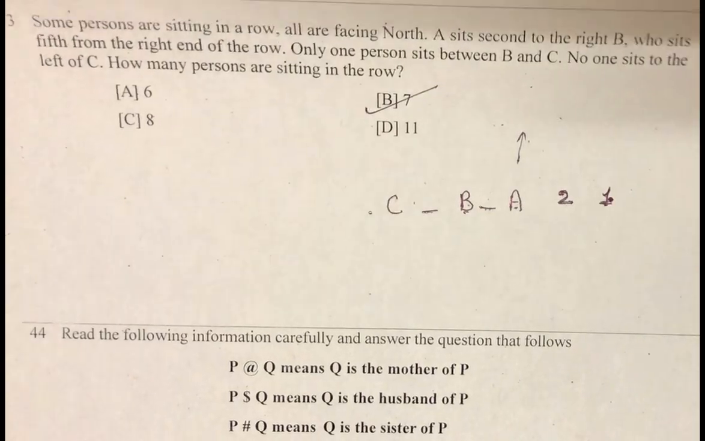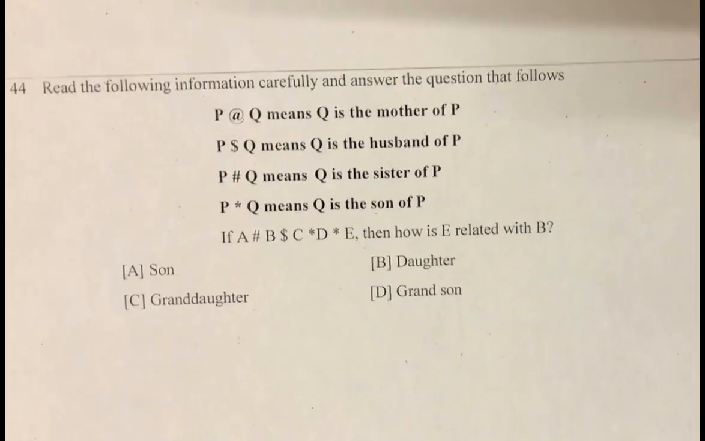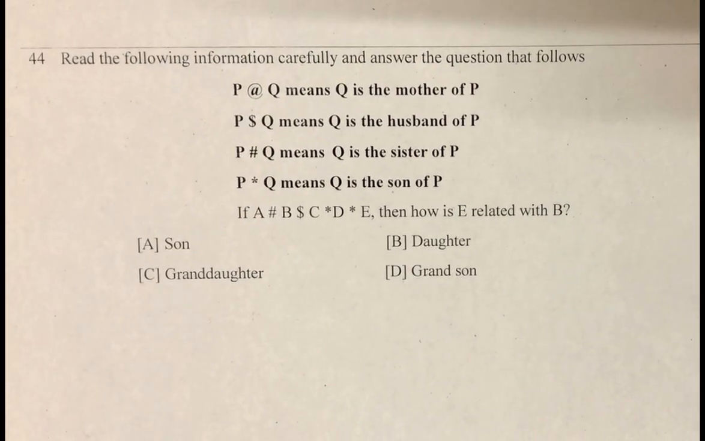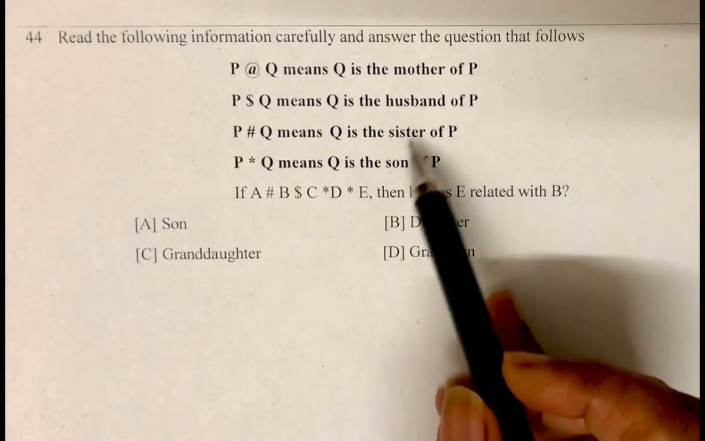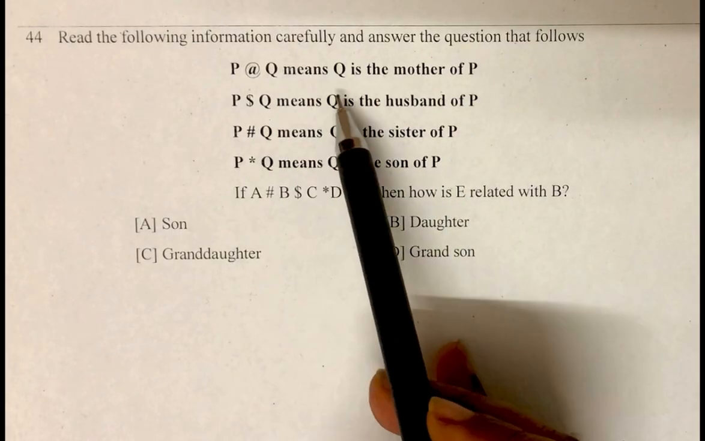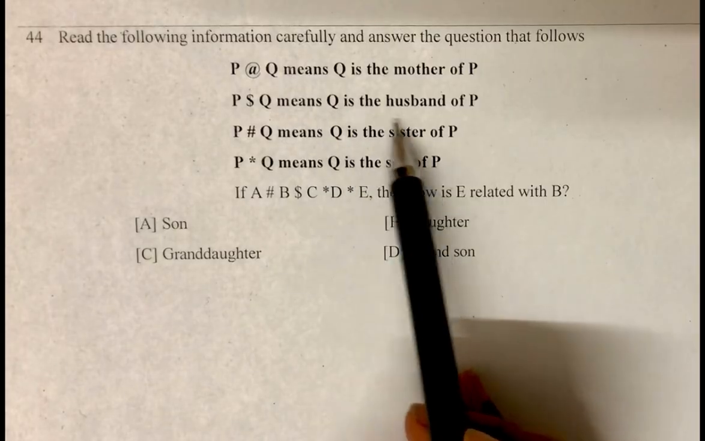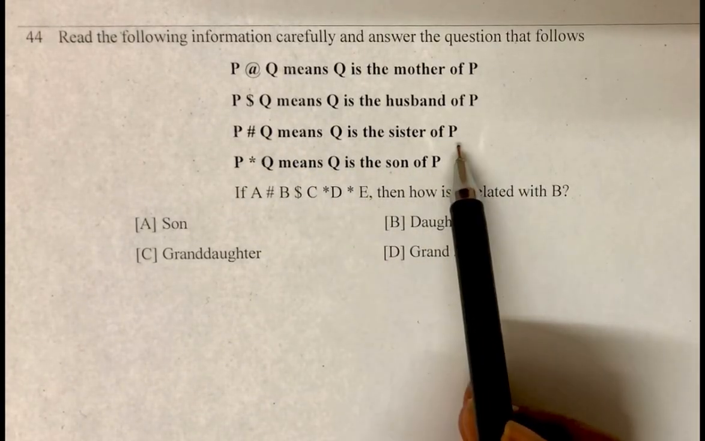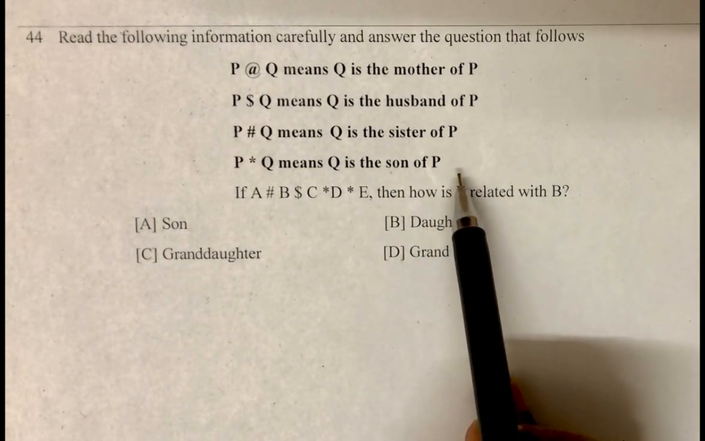Now look at question number 44. Question number 44 says read the following information carefully and answer the questions that follow. Now we are given some statements. P@Q means Q is mother of P. P$Q means Q is husband of P. P#Q means Q is the sister of P. P*Q means Q is the son of P.